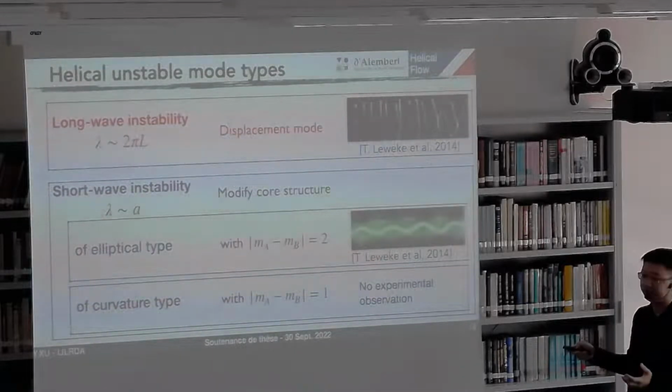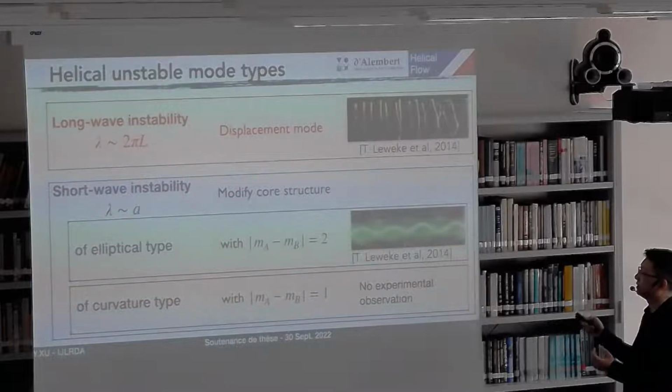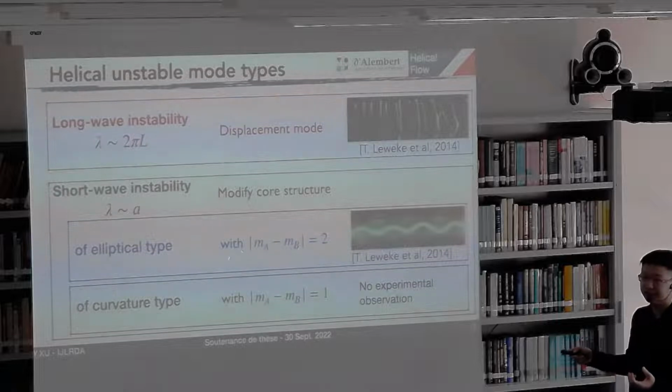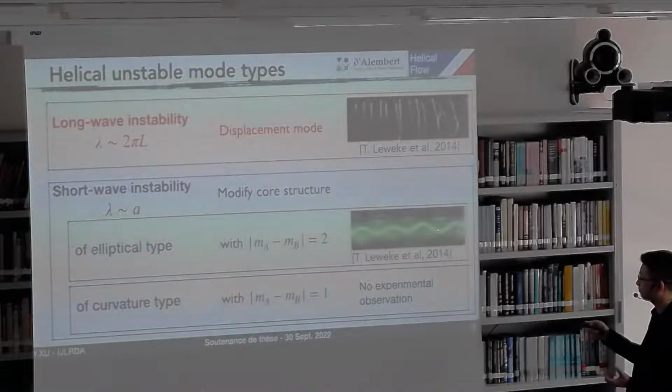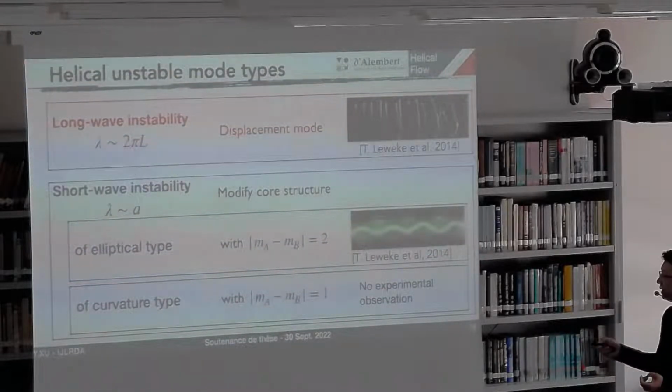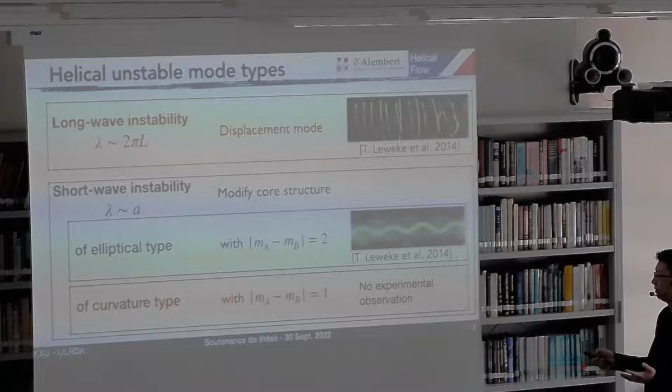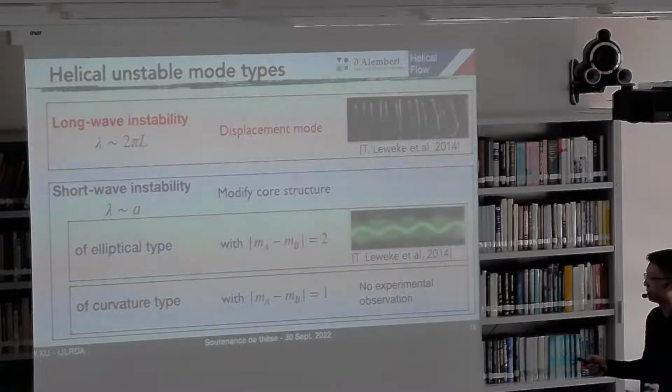The second type is short wavelength, where the perturbation wavelength is of the size of the core size. Instead of displacing the helical turn, it modifies the core structure based on the difference of the resonant mode. If it equals 2, we call it the elliptical type, as you can find here. It's also an experiment done by Quaranta. If it equals 1, we call it the curvature type. This mode is very difficult to capture, so until now there's no clear experimental observation.